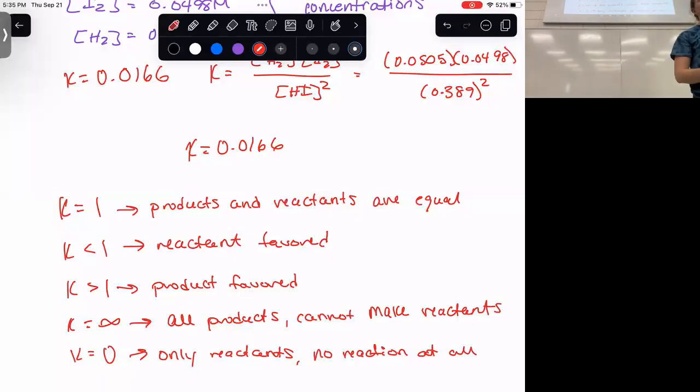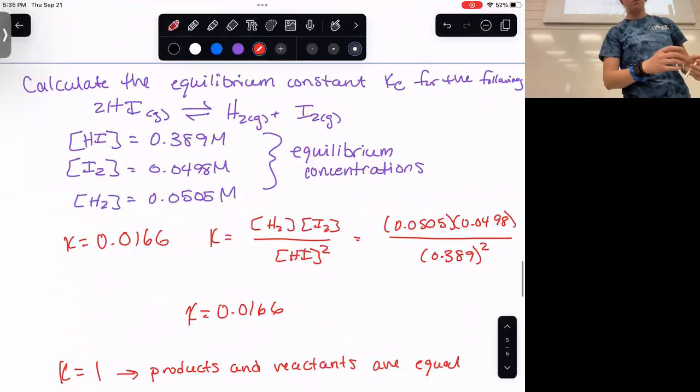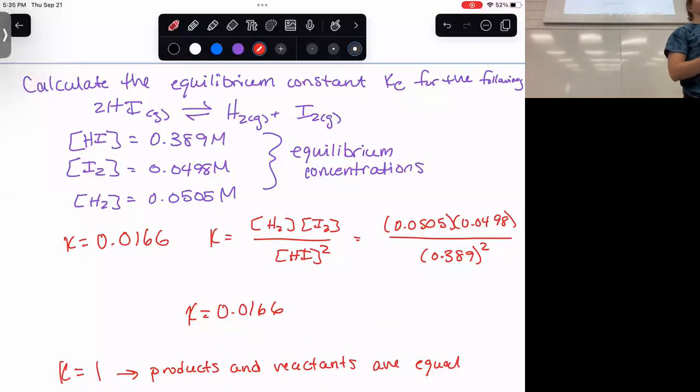Okay, so going back to our question: HI splitting up into its H2 and I2, is that product or reactant favored? It is reactant favored. It likes to stay as HI. So if we're forming HI in the reverse reaction, is that going to be product or reactant favored? It'll be product favored, right? It's still favoring that HI being formed.